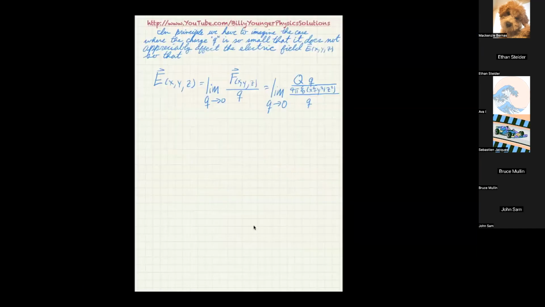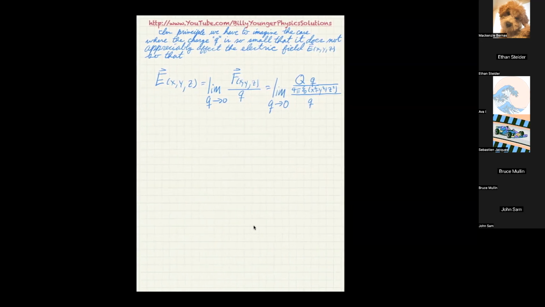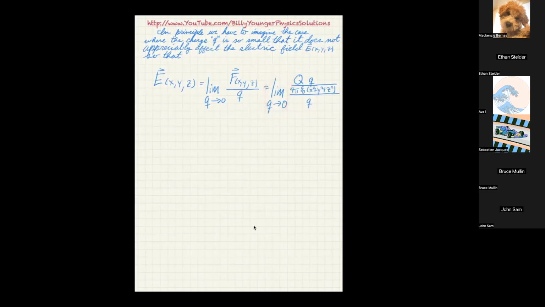So in principle, we actually have to imagine the case where the charge q is so small that it does not appreciably affect the electric field. So that the electric field that I call E of XYZ is technically the limit as q approaches zero of the force F of XYZ divided by q. Now here I'm just plugging in for force, I'm plugging in Coulomb's law. So I still have the limit as q approaches zero. And now I have Coulomb's law right here.